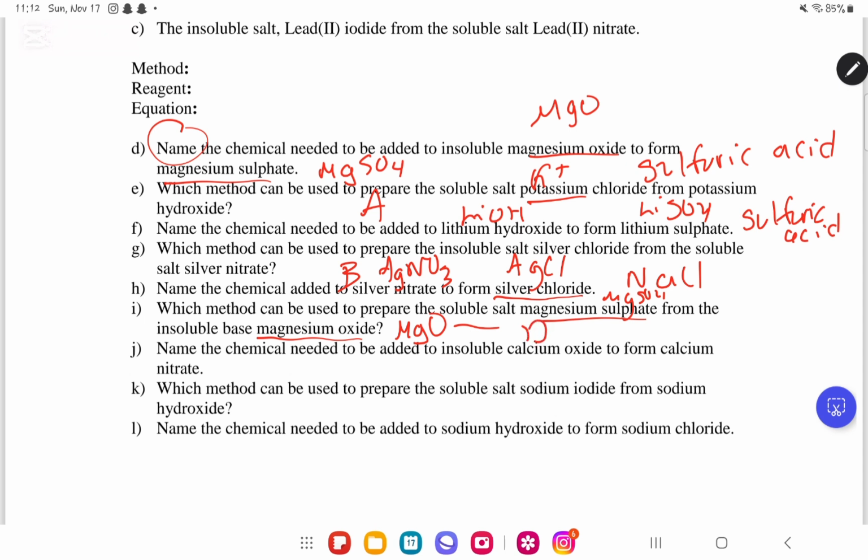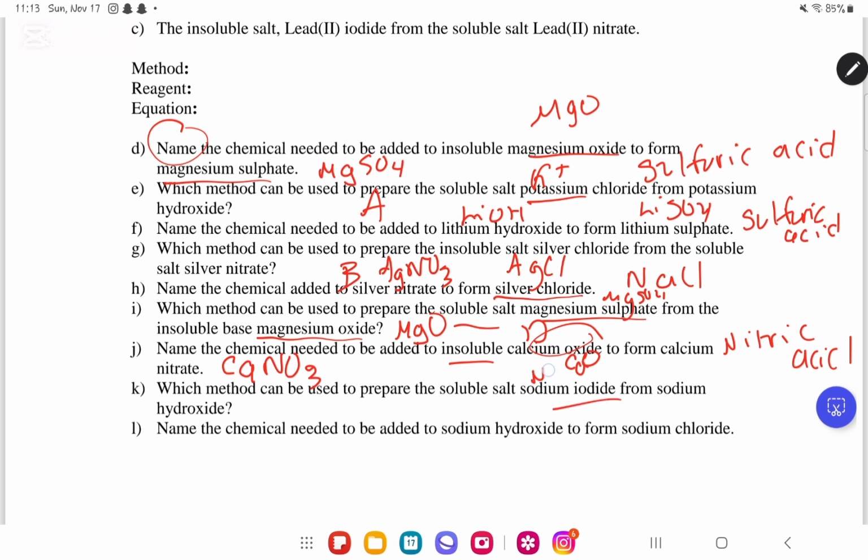We need to name the chemical to be added to insoluble calcium oxide, CaO, to form calcium nitrate, Ca(NO3)2. You need to think of anything with nitrate in it, any acid, because it's a base. A very easy one is nitric acid. Which method can be used to prepare the soluble salt?